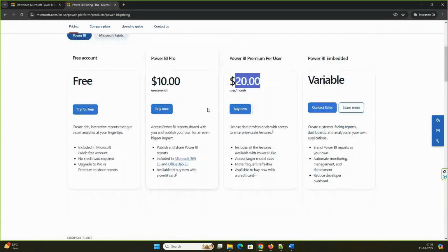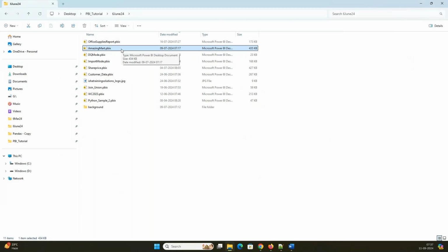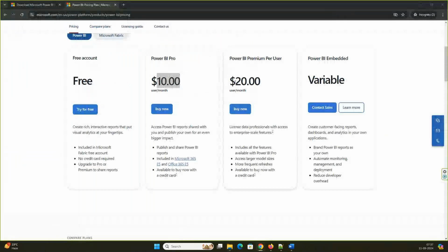In a pro license, what all can you do? In a premium license, what all can you do? How many times can you refresh your data set in pro license? How many times can you refresh in premium license? In a pro license, you will have 8 times of refresh. In premium license, you have 48 times of refresh. In a pro license, you have a server space of 10 GB. In a premium, you will have 100 GB space. In a pro license, a single Power BI report can be a maximum of 1 GB only. But in a premium license, the maximum size for a single Power BI file is 10 GB.